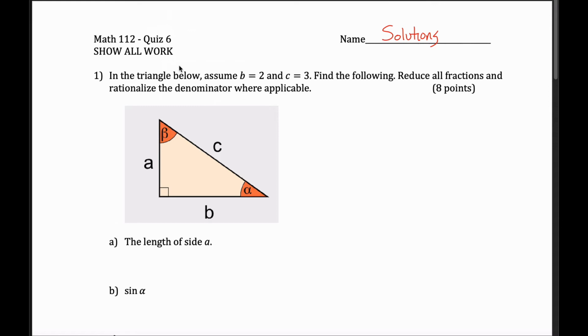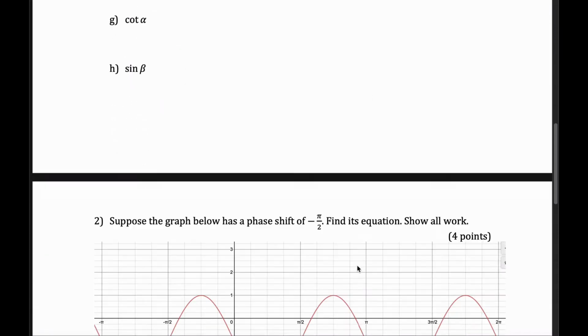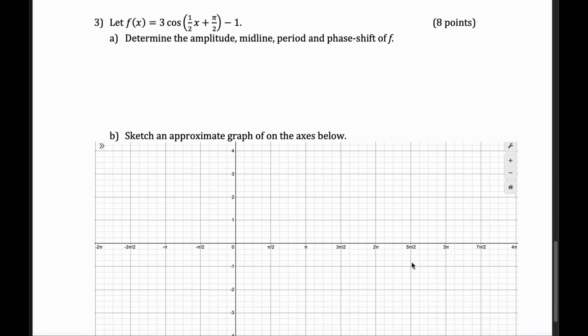All right, here are the quiz 6 solutions for Math 112. Two different questions covering two different sections. Here we're solving for a triangle, informally speaking, using SohCahToa. And then on the next page, we'll be talking about some graphs of transformed trig functions.